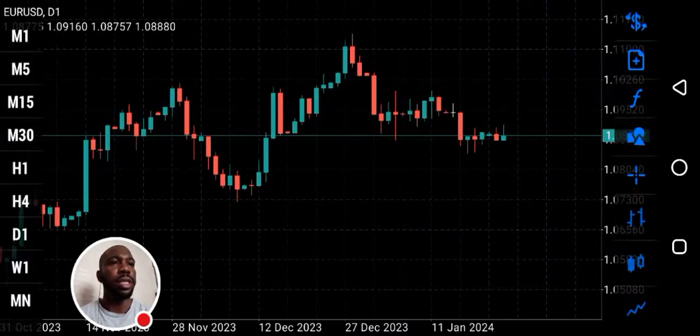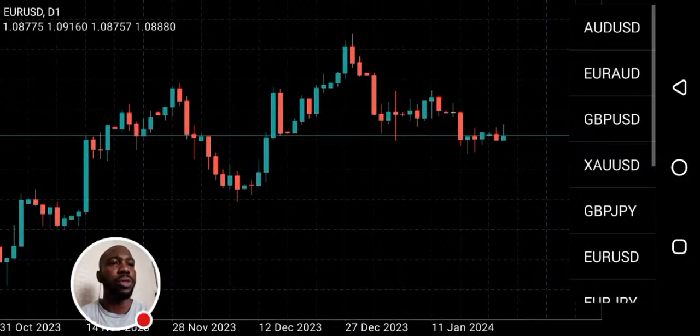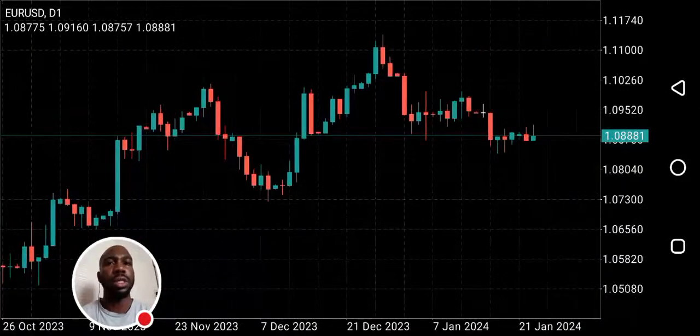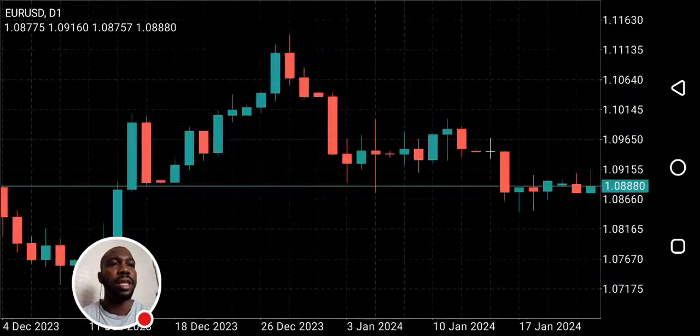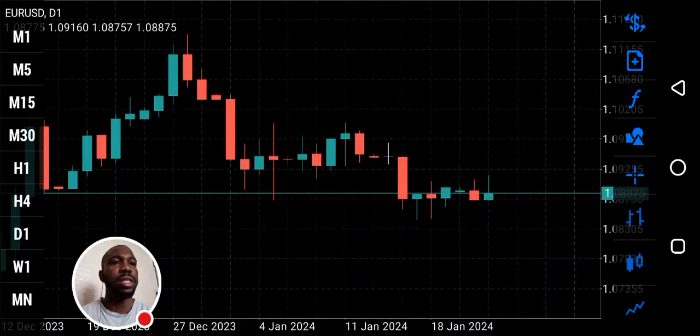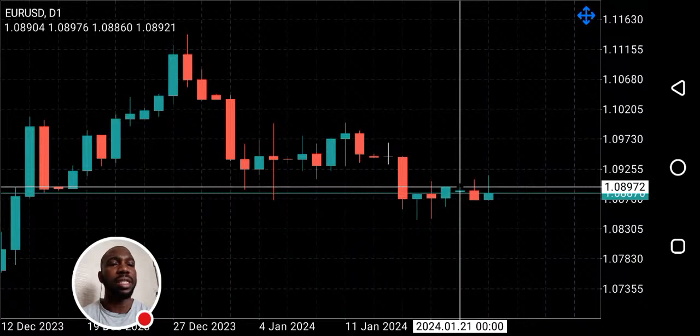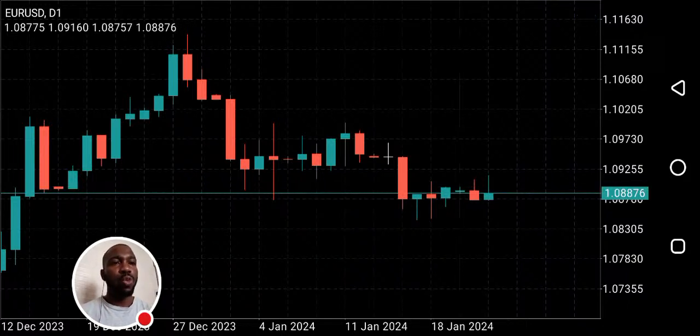Euro USD. If gold is bullish, Euro USD is expected to be bullish too. So this Euro USD, check the daily. What do we have on the daily? You can see we had several candlestick patterns here indicating that the sellers, the bears, are becoming weaker. Okay, so at what price should we consider buying Euro USD?